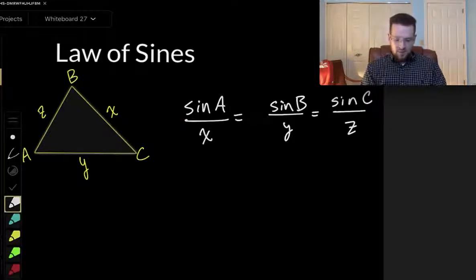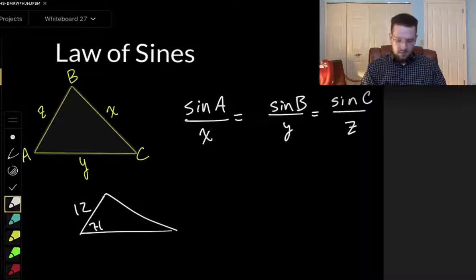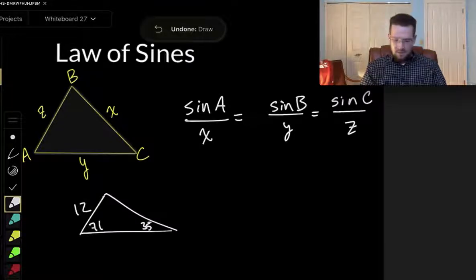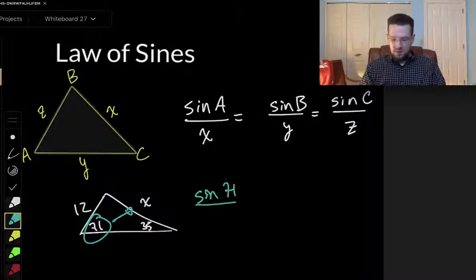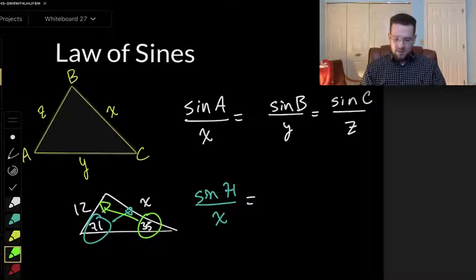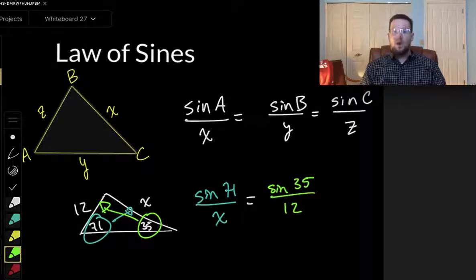So, for example, I'm just going to draw another one down here, just kind of out of the way. 12, 71, 35, x. So if you notice that, we want to use sine of the angle divided by its opposite side. So in blue here, I would have sine of 71 divided by its opposite side, x. It's equal to sine of the angle, 35, divided by its opposite side, 12.